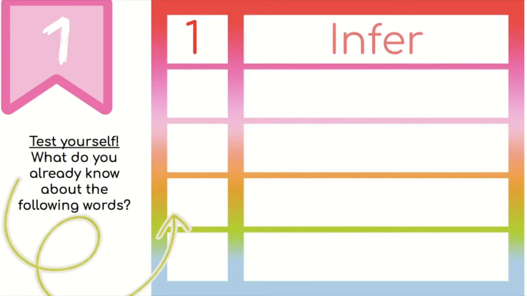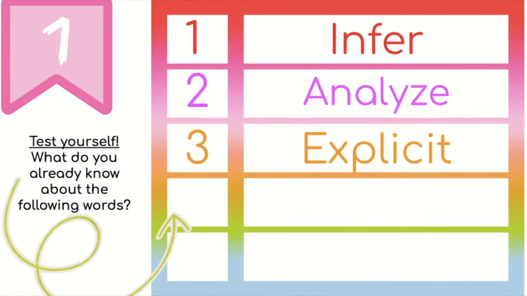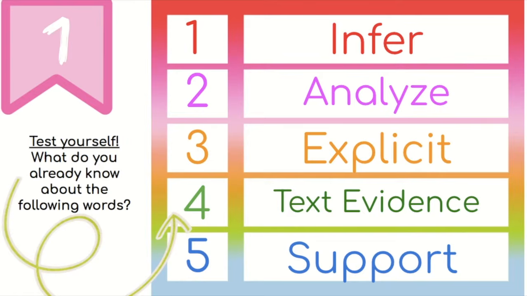All right, first word, infer. What do you already know about this word? Second, and if you need to pause so you can write, that's fine. I'm just going to keep going. Second, analyze. Third, explicit. Fourth, text evidence. And fifth, support. All right, so write down what you already know about these words, and then we are going to check it with our fancy schmancy language arts definition, and we're going to see how they match and where we need to focus in on some areas.